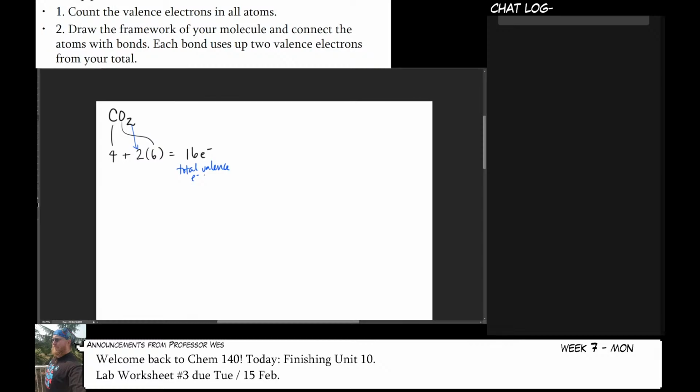We must use all these electrons. You can't ditch any extra, and this is all you get. So you cannot add extra electrons. So if you are drawing your Lewis structure and you use 18 electrons, and you ask me, hey, what's wrong? I didn't get the right structure. The first thing I always do is count your electrons.